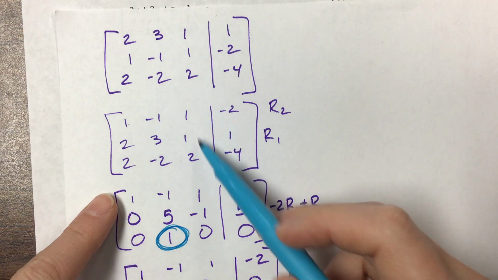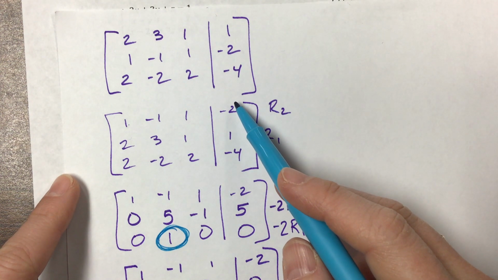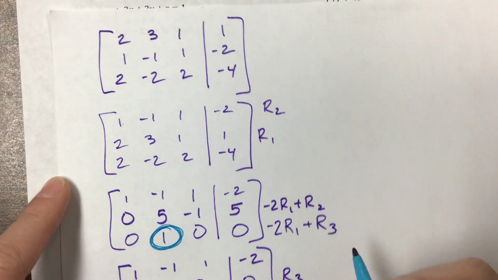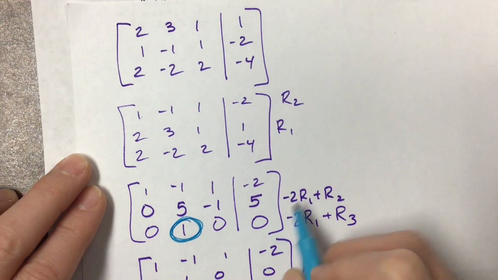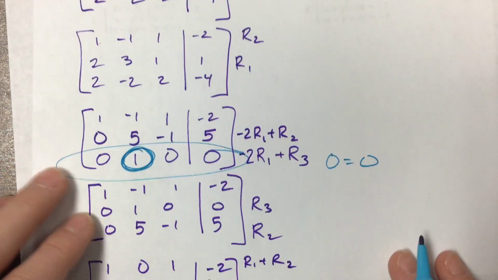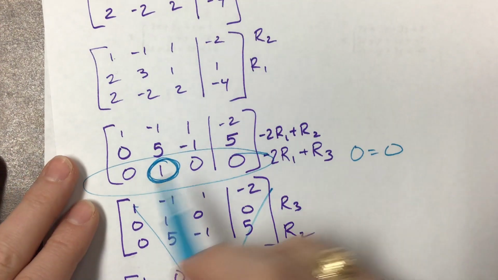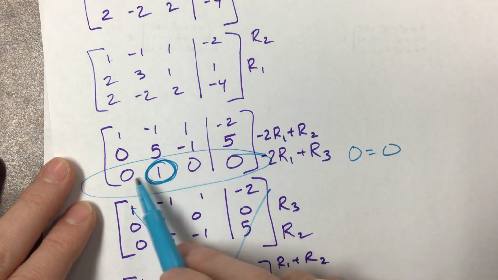Okay, and then -2, that's a 0. And then -2, that's a 0. So this whole row right here should have become a 0 row, where 0 equals 0. And anytime we see that, my bad. Okay, so anytime we see this, we know we have a true statement.